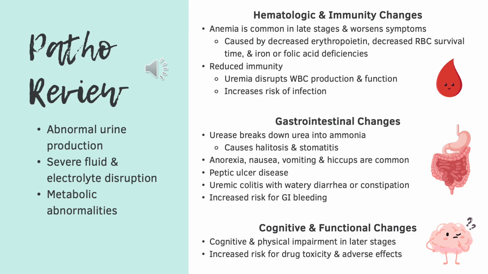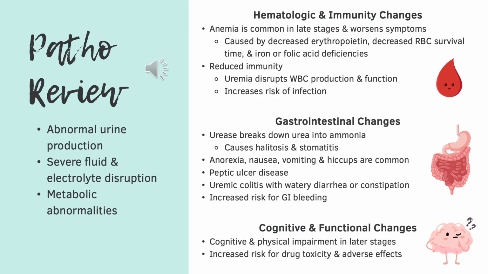Uremic colitis can also happen, which is characterized by watery diarrhea or constipation. In really severe cases, GI ulcers can actually erode blood vessels, which can lead to life-threatening GI bleeding and even hemorrhagic shock.